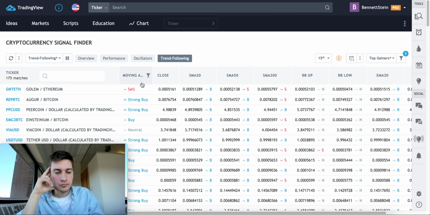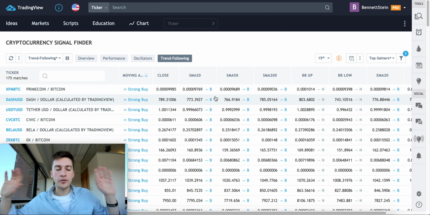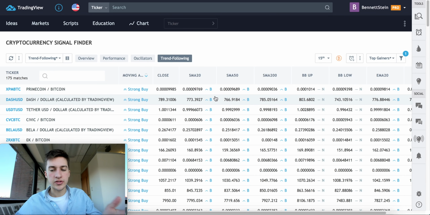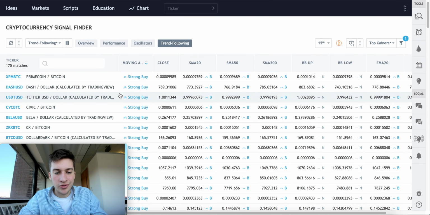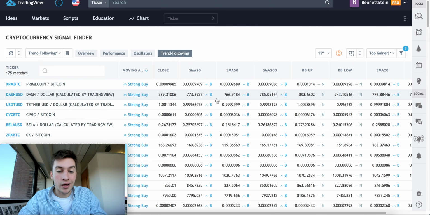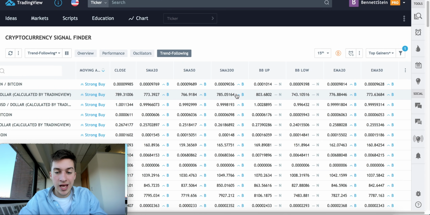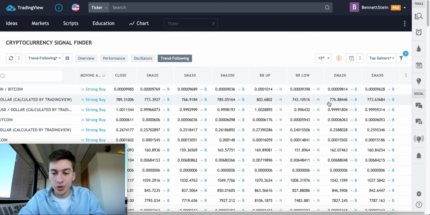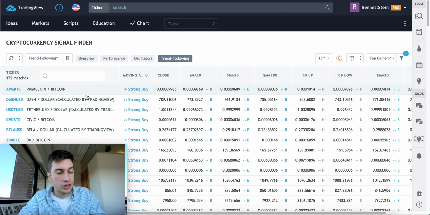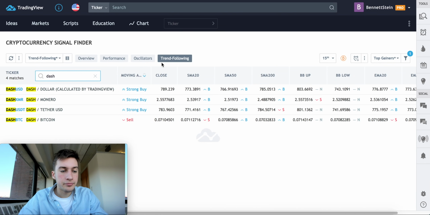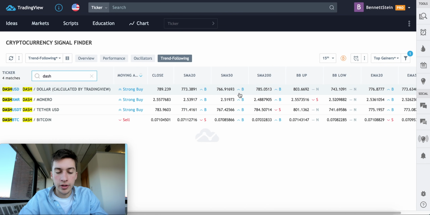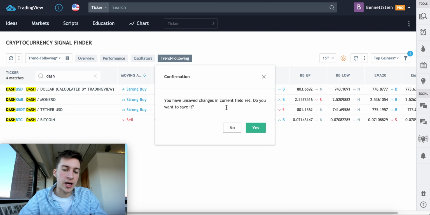Cool. And then it'll tell you, based on all of those moving averages, is this a strong buy or a strong sell? And you can look here, and it's going to tell you that Dash is a very good buy right now. Just looking at the SMAs look fantastic. Bollinger Bands are neutral, and the EMAs look fantastic as well. And if you want to go a little bit further with Dash, what you can do is do this. So Dash dollar, strong buy like we just saw, but let's head over to oscillators instead.